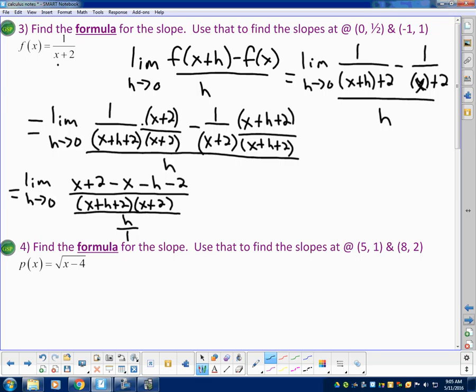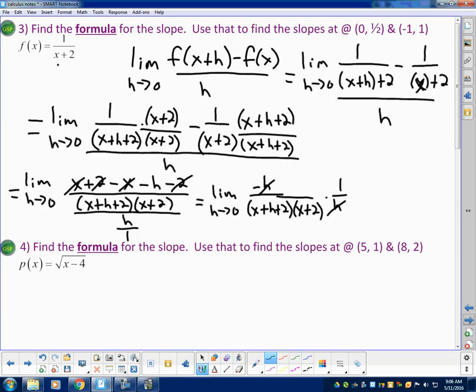Look what's happened here. X's are gone, right? 2's are gone. It's looking better all the time. And so this becomes the limit as h approaches 0 of negative h over x plus h plus 2 times x plus 2, times what fraction? 1 over h. That's right, 1 over h. And so the h's now can cancel. We figured out a way to cancel that h on the bottom. If you haven't canceled the h on the bottom in these difference quotients, you've done something wrong in your algebra.